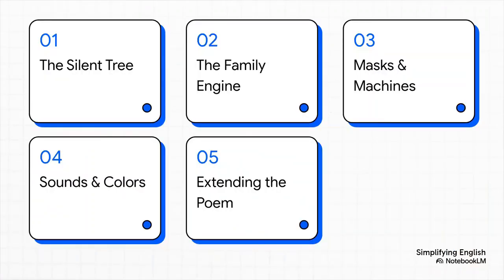We've organized our investigation into 5 quick stages. First, the silent laburnum tree. Second, the engine of the family. Third, masks and machine imagery. Fourth, sounds, words, and colors. And finally, extending the poem.